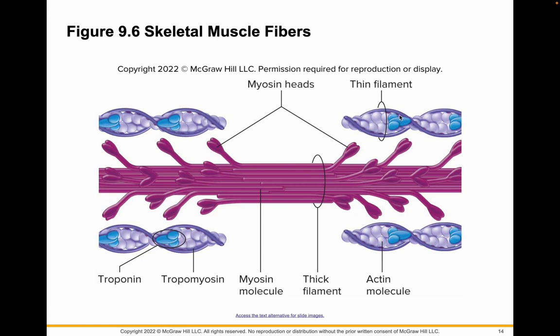This blue structure is the troponin, and you can see it's kind of connected to the tropomyosin. When it changes shape, it slides the tropomyosin out of the way, and that's going to allow these heads to connect, forming a cross bridge.